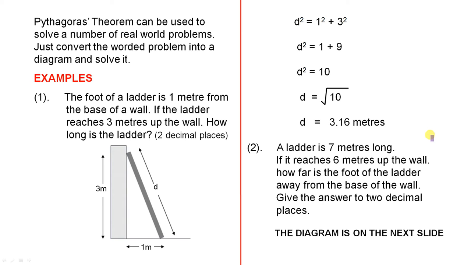If it reaches 6 metres up the wall, how far is the foot of the ladder away from the base of the wall? Give the answer to 2 decimal places. Let's look at the diagram on the next slide.